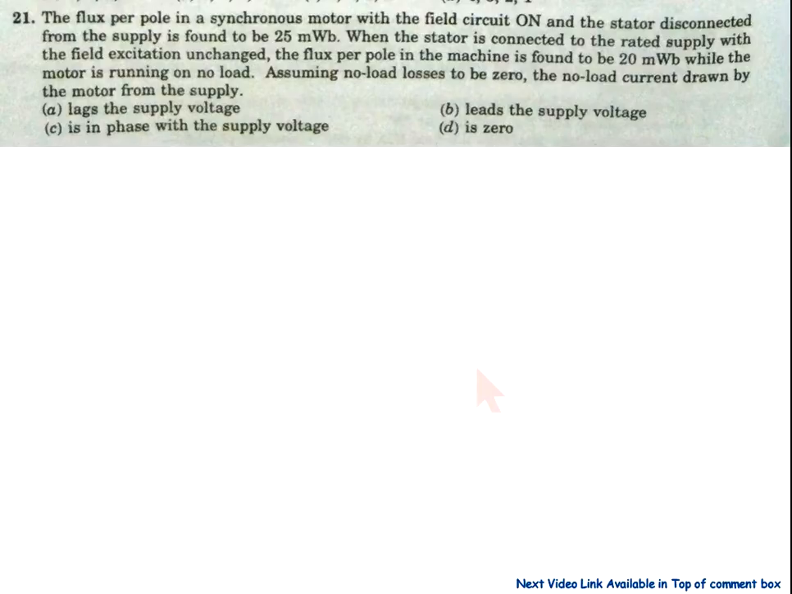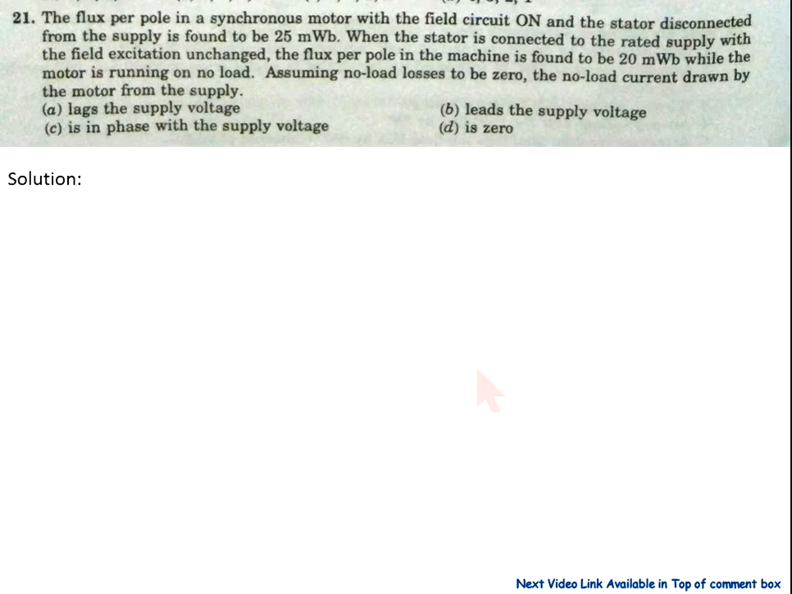Now come to question number 21. The flux per pole in the synchronous motor with field circuit on and the stator disconnected from the supply is found to be 25 milliweber. When the stator is connected to the rated supply with the field excitation unchanged, the flux per pole in the machine is found to be 20 milliweber while the motor is running at no load. Assuming no load losses to be zero, the no load current drawn by the motor from the supply is led by the supply voltage, in phase with the supply voltage, or zero.